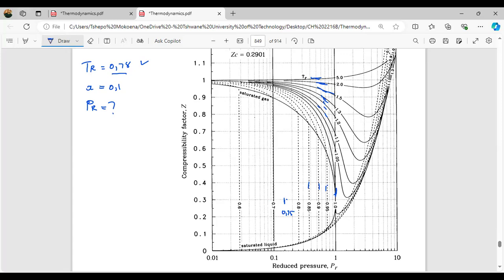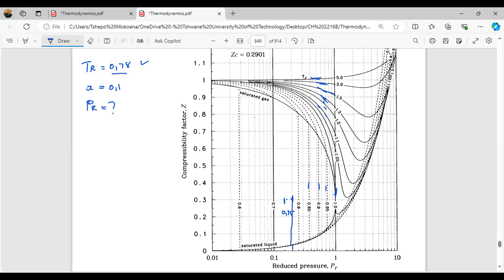Oh, I made a mistake. 0.735 plus 0.8 divided by 2. I get this value over here. I get 0.78, which is 0.775, which can be 0.78. So meaning it's going to be somewhere else over here. I'll assume it's here, right? It's on this line over here.